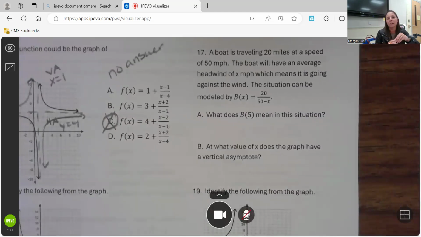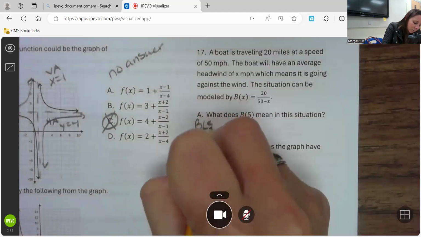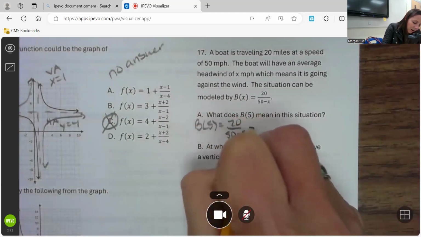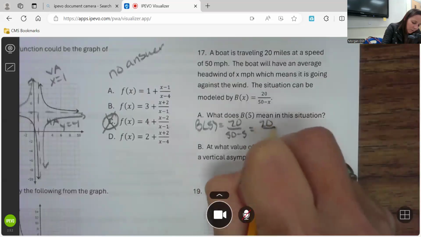A boat is traveling 20 miles at a speed of 50 miles per hour. The boat will have an average headwind of X miles per hour, which means it's going against the wind. The situation can be modeled by B of X, which is 20 over 50 minus X. What does B of 5 mean? Well, 5, that means we're plugging in 5 in for X. All right. So we get 20 over 45.